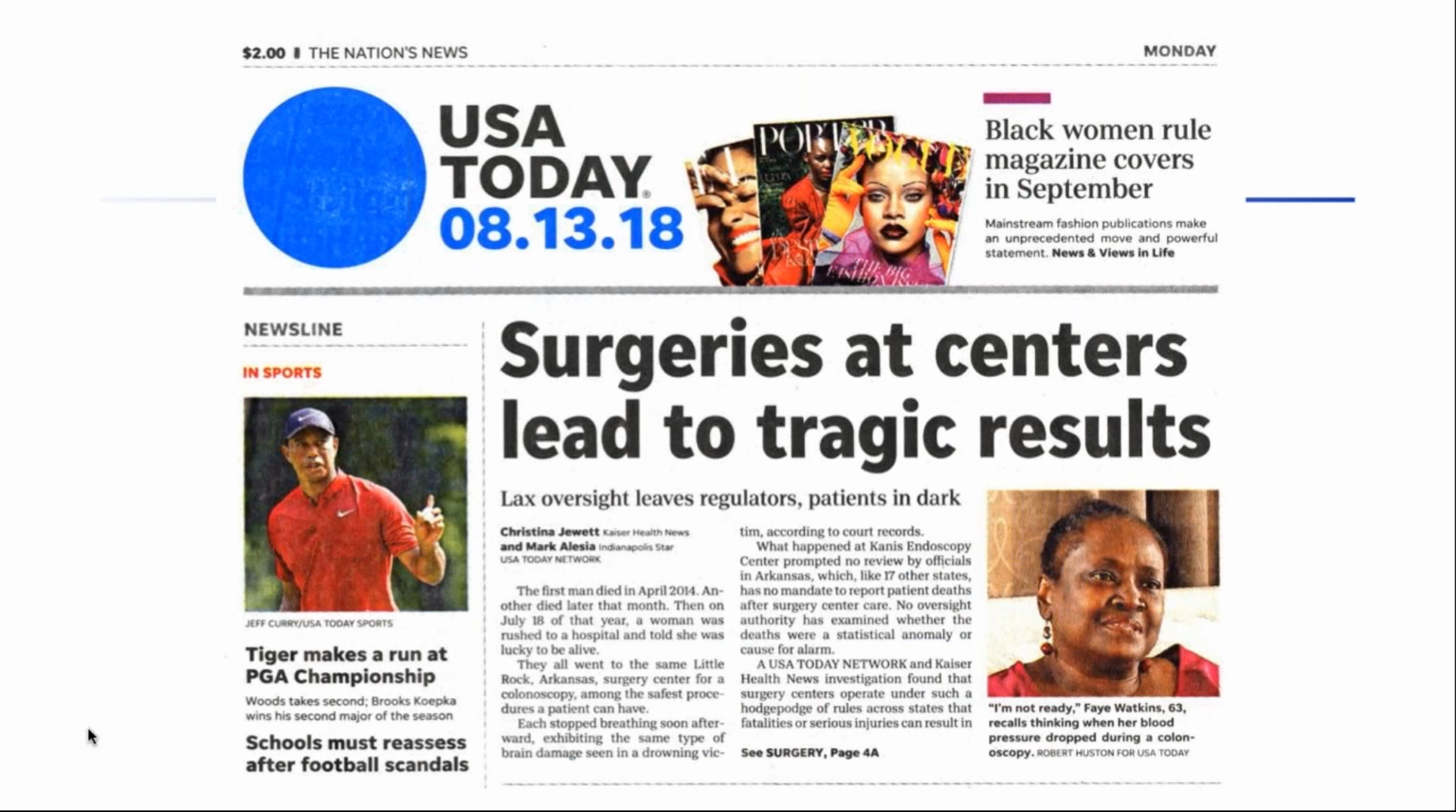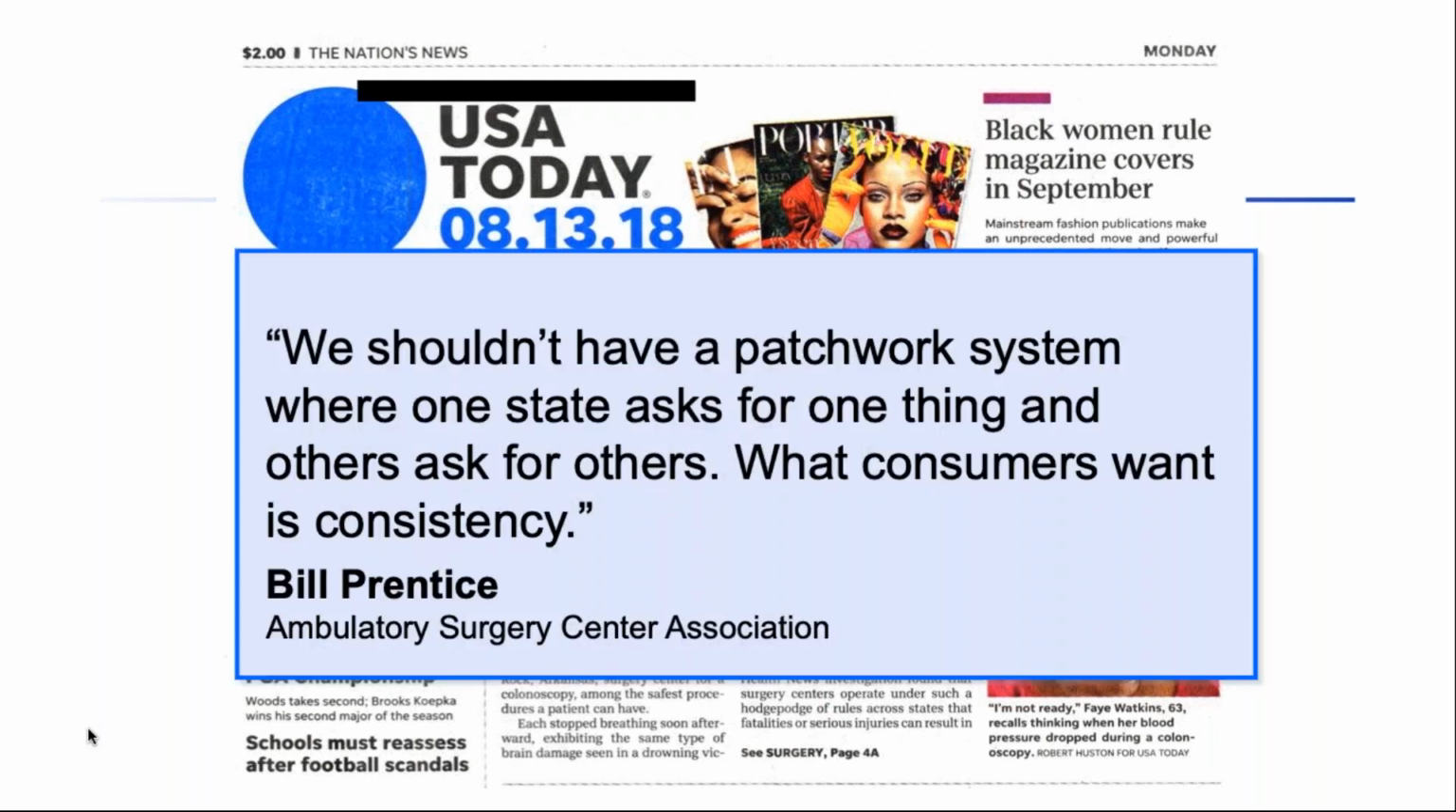Another article in USA Today, what the public read, was about these surgeries leading to tragic results. A comment from Bill Prentice from the Ambulatory Surgery Center Association, and he said that we shouldn't have a patchwork system, where one state asks for one thing, others for another. What we need is consistency.